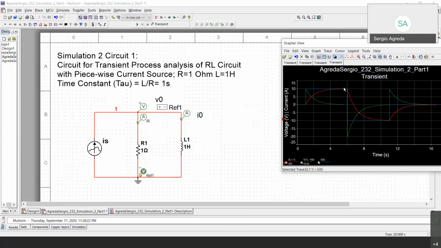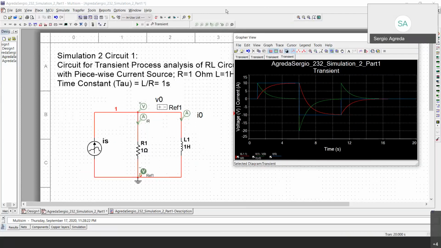But then once you switch to an opposite current source, it's going to be going opposite to what the inductor wants, and then it flips and activates a voltage across the resistor and the inductor. Then you just have to see if it does follow it.